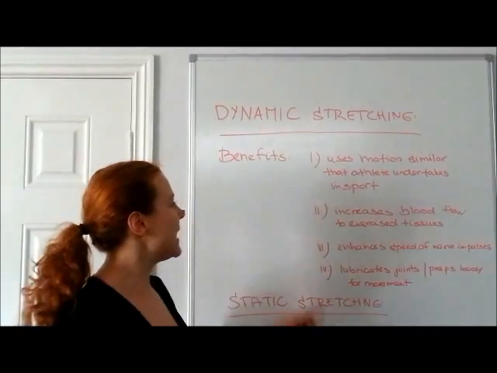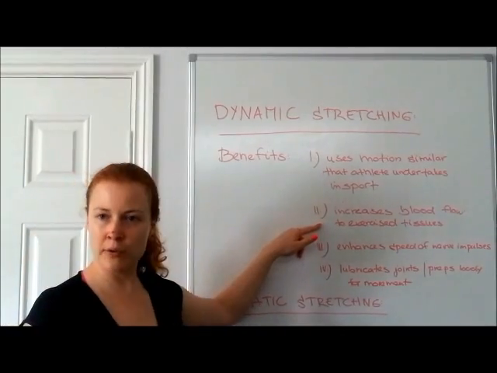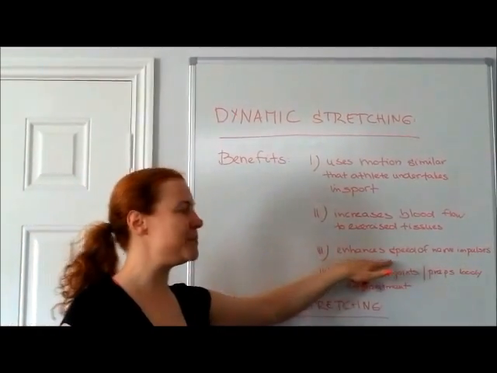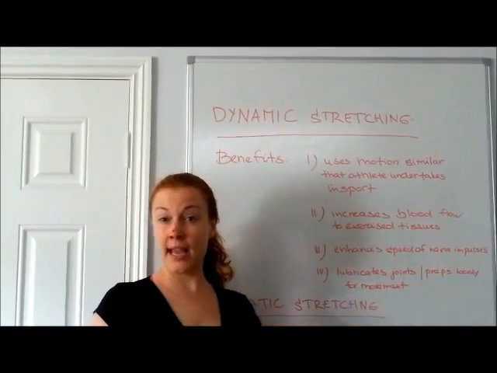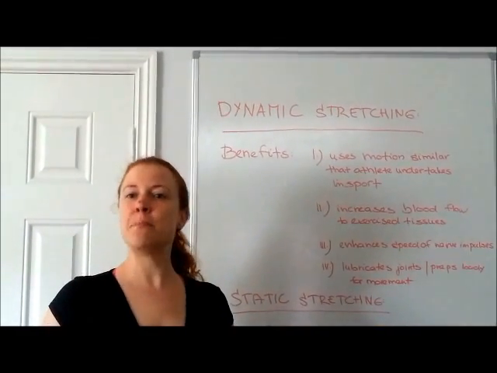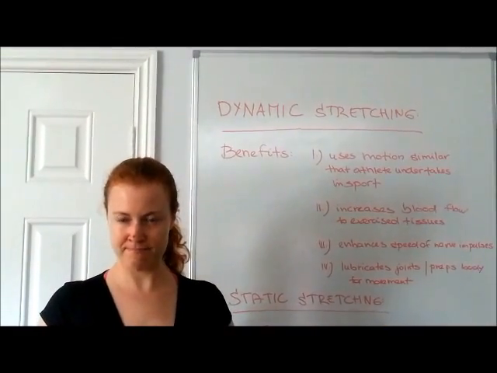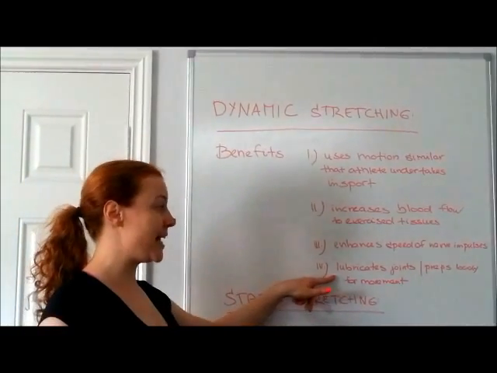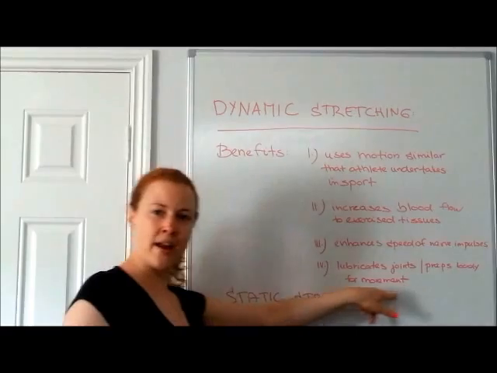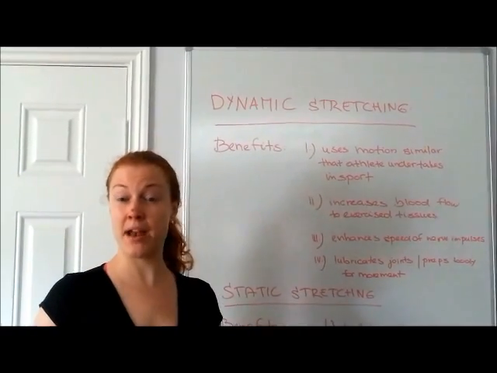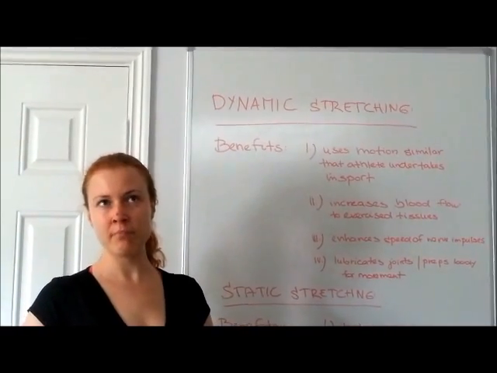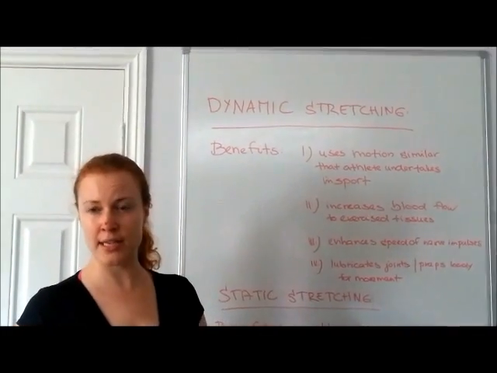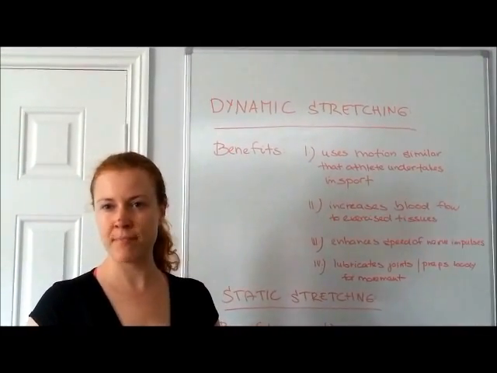The second benefit is that it increases blood flow to exercised tissues, and that goes hand in hand with enhancing the speed of nerve impulses. In simple words, it prepares you for movement. And lastly, but not least importantly, dynamic stretching lubricates the joints and prepares your body for the movement. So examples of dynamic stretching can be something like walking lunges or arm circles.